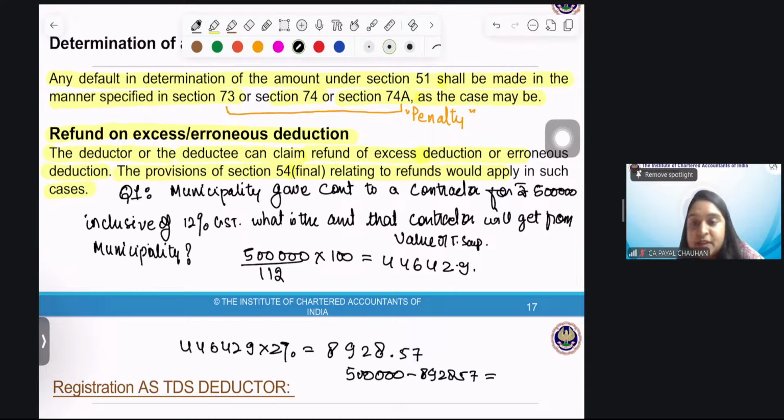Is this 437? What is the answer? I'll do it. 5 lakh minus the TDS is 491071. Now perfect. Everyone got it. Very good.